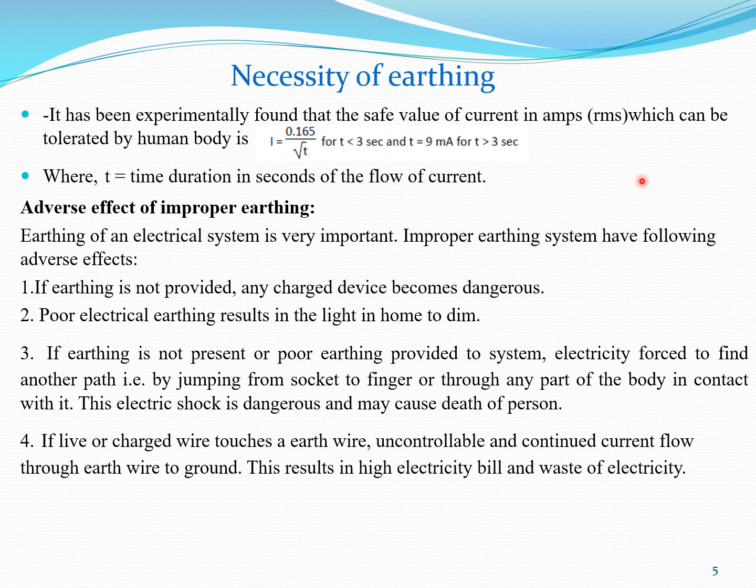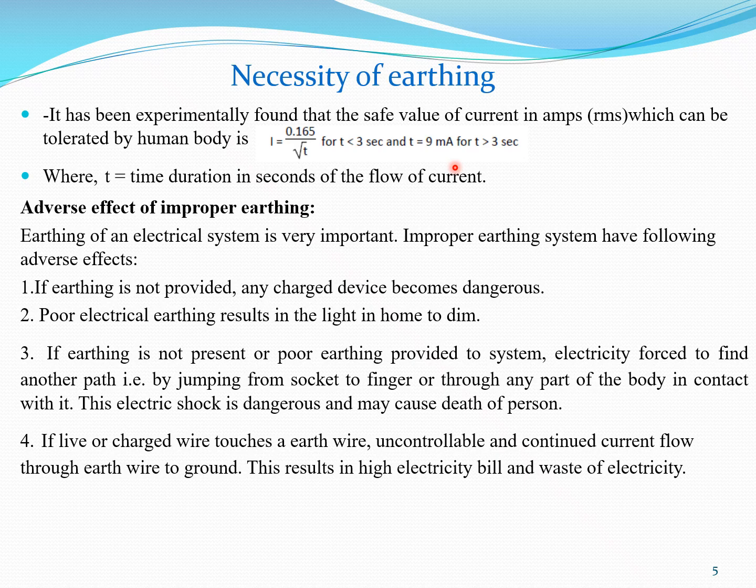It has been experimentally found that the safe value of current in amperes, that is the RMS value of the current, which can be tolerated by the human body, is given by the formula I is equal to 0.165 upon under root t for t less than 3 seconds, and I is equal to 9 milliampere for t greater than 3 seconds, where t is nothing but the time duration in seconds of the flow of current.